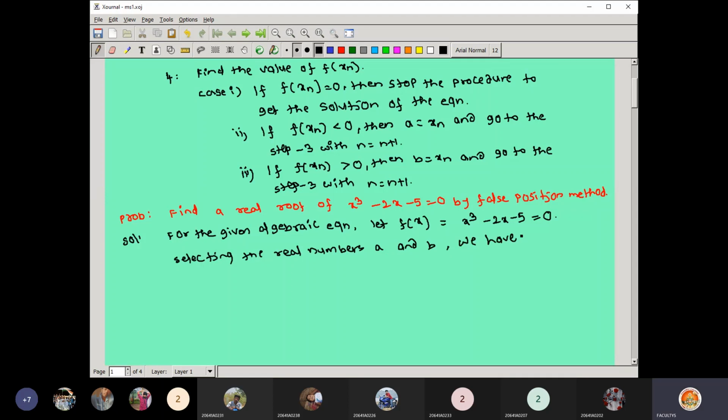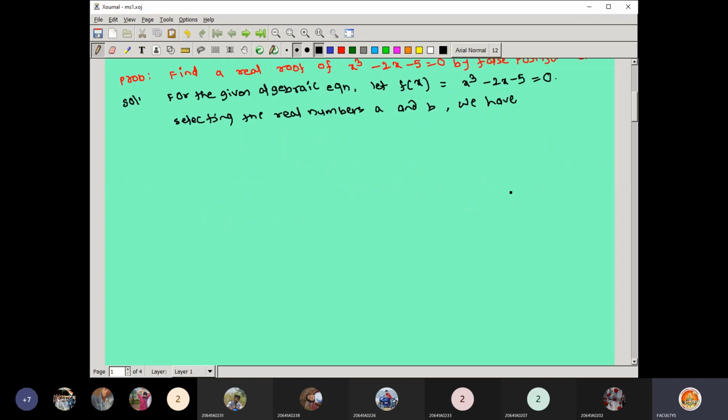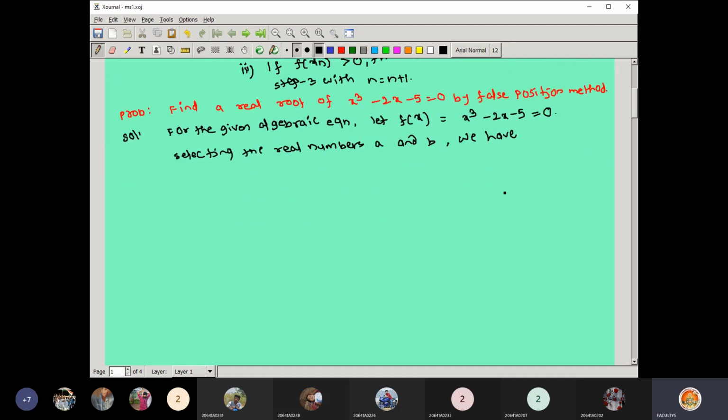Whenever you want to select the real numbers in your given expression, always start with x equal to 0. So I am supposing x equal to 0. Try to find your f of 0 value. In your expression, substitute x equal to 0: 0 cube minus 2 into 0 minus 5. The final answer is minus 5, that is less than 0, a negative value.